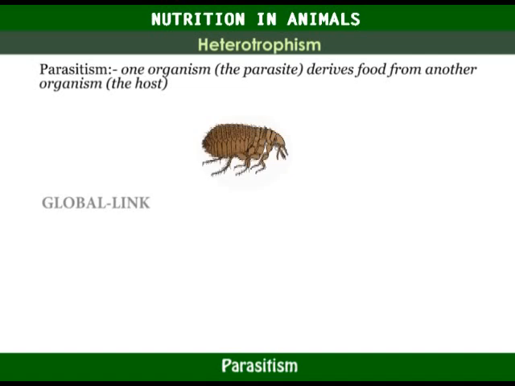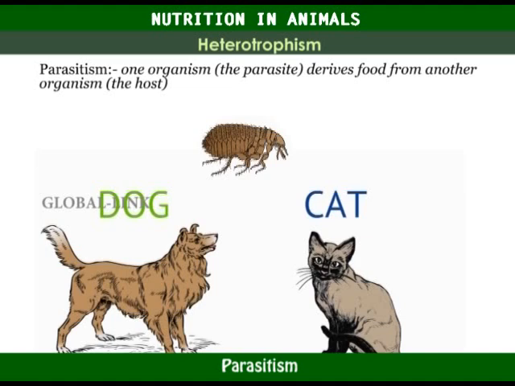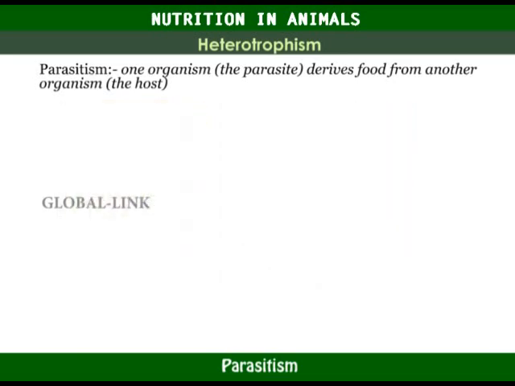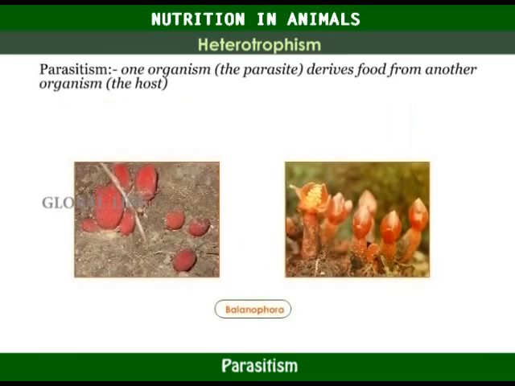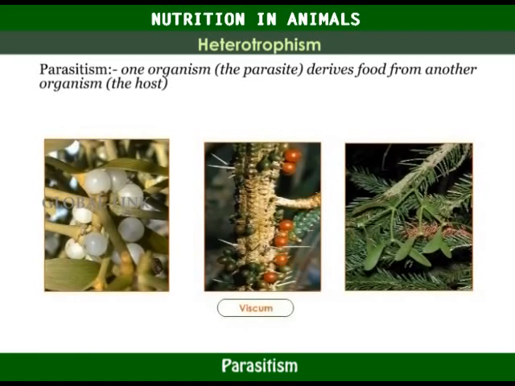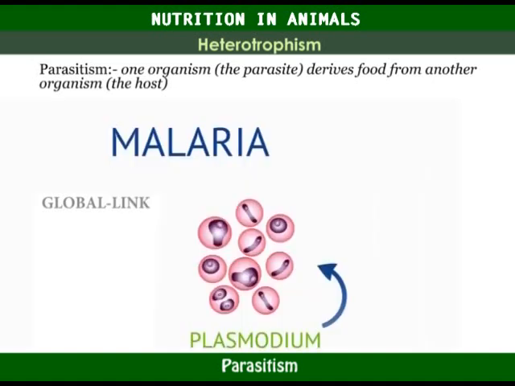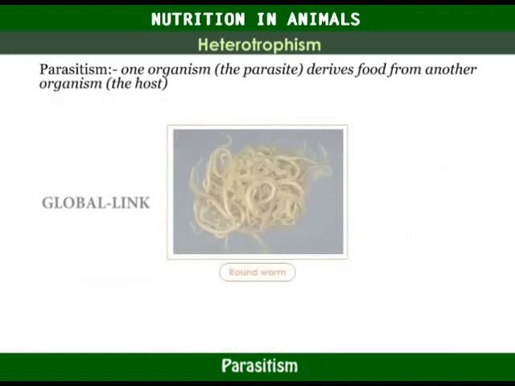Parasitic nutrition is where an organism derives its food from another living organism called the host. A parasite is dependent either wholly or partially on the host for nutrition and generally ends up harming the host. Examples include Cuscuta, a total stem parasite; Balanophora, a total root parasite; Viscum, a partial stem parasite; Santalum, a partial root parasite; Plasmodium, a protozoa that causes malaria; and roundworms.